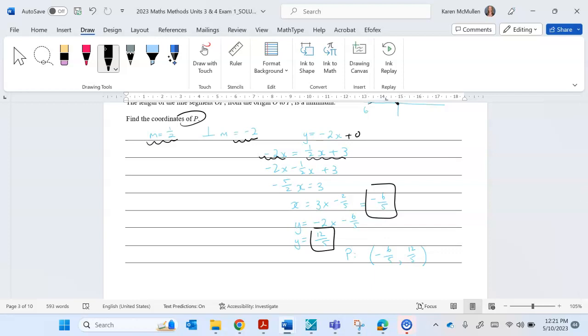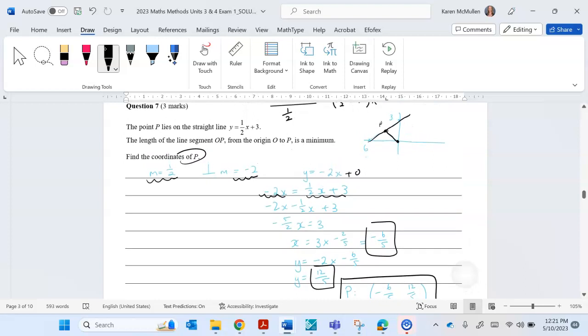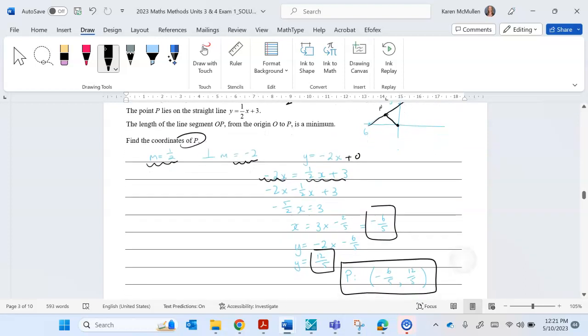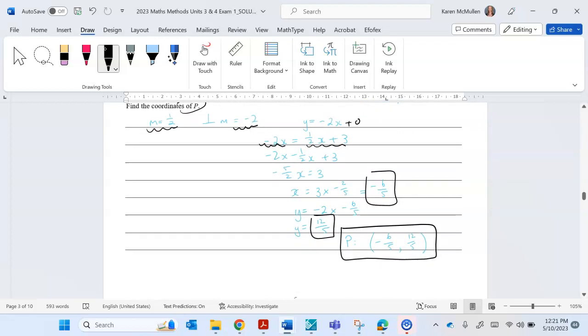So it does ask for the coordinates, so please write them as a set of coordinates. Don't just leave it as x equals and y equals. All right, so a 3-mark question, maybe 1 mark for finding that gradient, 2 marks for finding x, and 3 marks for getting the final answer.